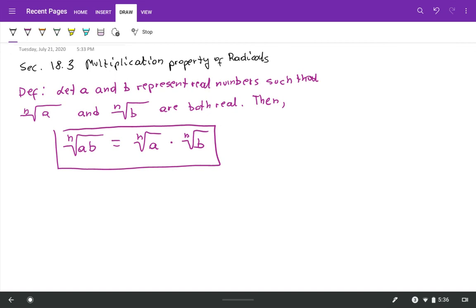Before I jump to the examples, I will give you 3 rules on how to simplify the form of a radical. So let's just write this down for you guys. Simplifying radicals. Okay. So a couple of rules.